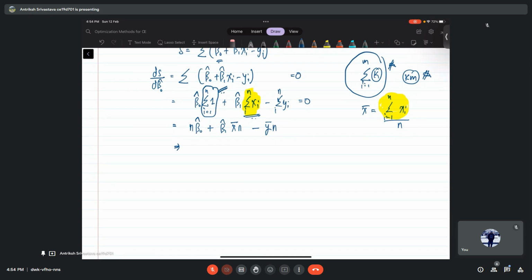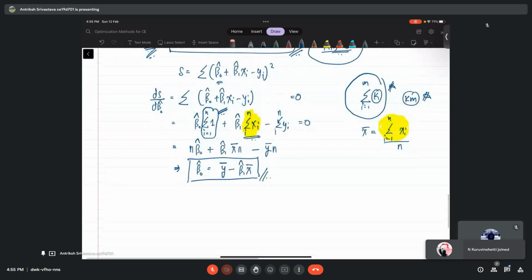Now do we know beta naught now? Yes, we can cancel out the n, and beta naught simply comes out to be y bar minus beta 1 x bar as the answer for beta naught. But here's the catch: beta naught is dependent on beta 1. So we need to find both of them, and then only we'll be able to get the answer.